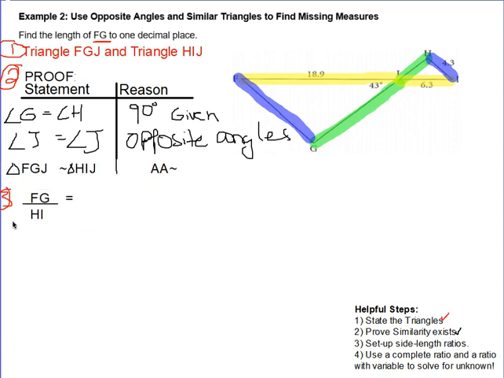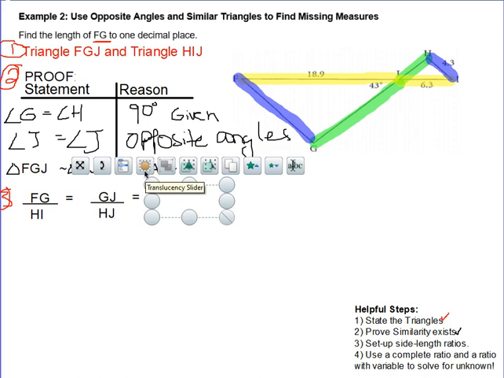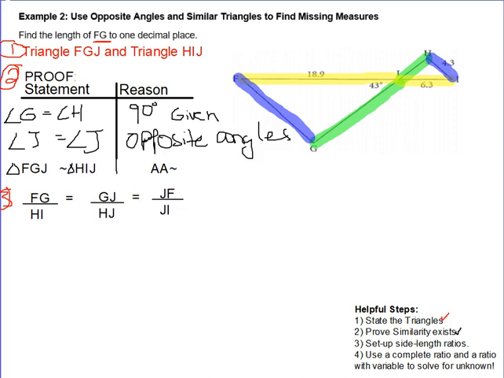Here we go. FG corresponds with HI. Those are the blue ones. GJ corresponds with HJ. Those are the green ones. And JF corresponds with JI, which is the yellow ones. So these are the corresponding side length ratios. We got it. Lovely. And then step 4, what we're going to do is complete these ratios and then solve for the unknown variable. So let's go ahead and fill in some of the blanks here.